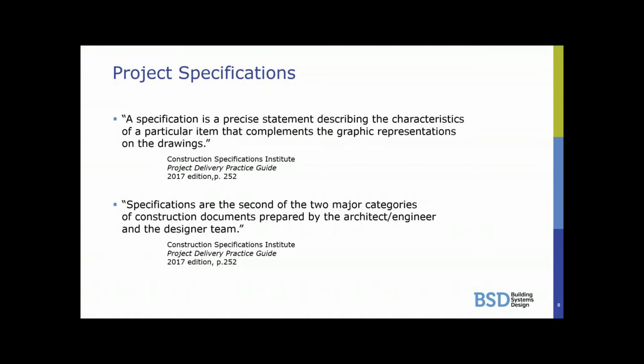Project specifications are precise statements describing characteristics of particular items, that's products, material, and systems, in a standardized format that then complement the graphic representations on the drawing. So specifications, project specifications, and project drawings are complementary. Drawings indicate location and quantity, and specifications focus on quality of materials and workmanship. These project specifications then become construction and then contract documents. The technical specifications are included in a project manual, which often is referred to as a spec book.